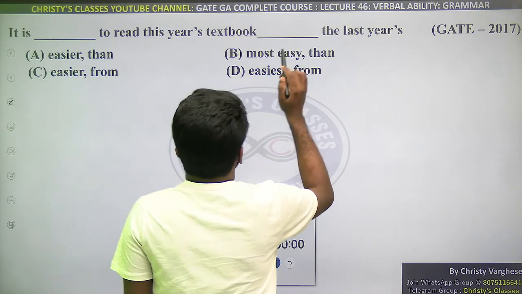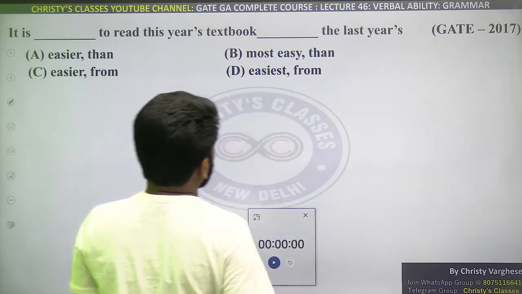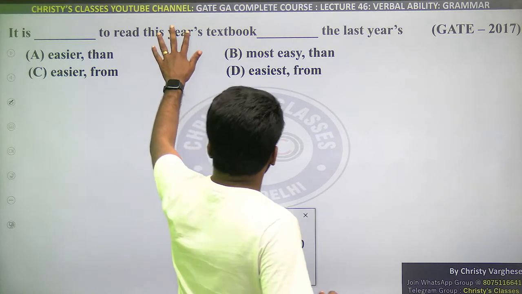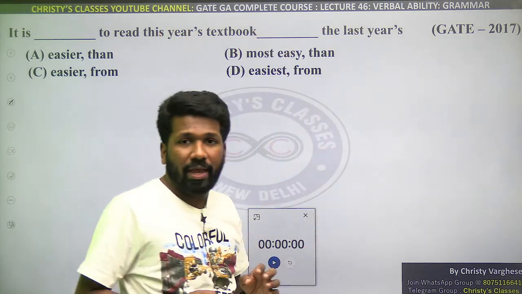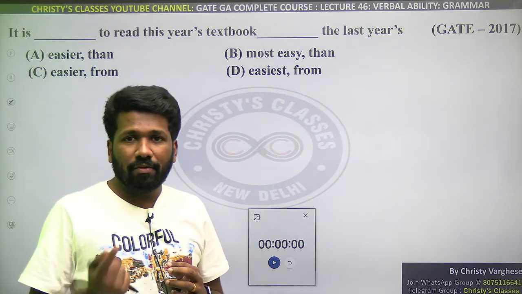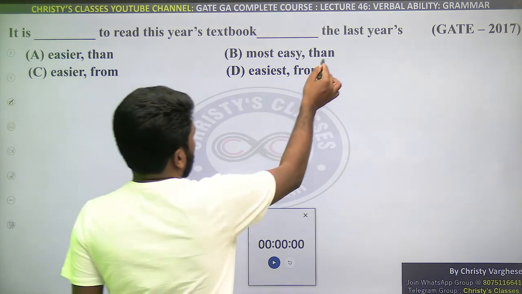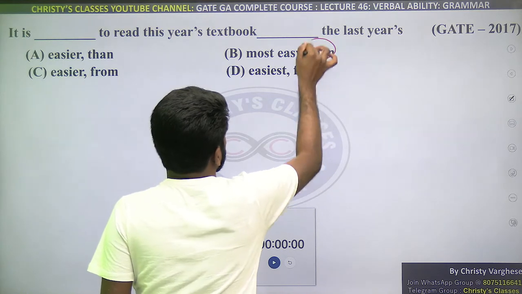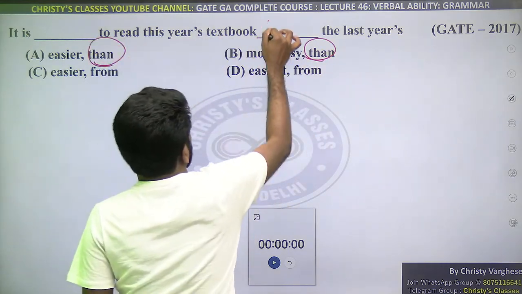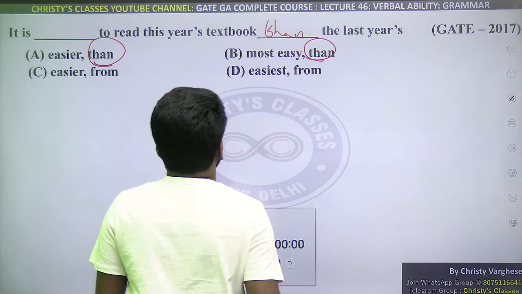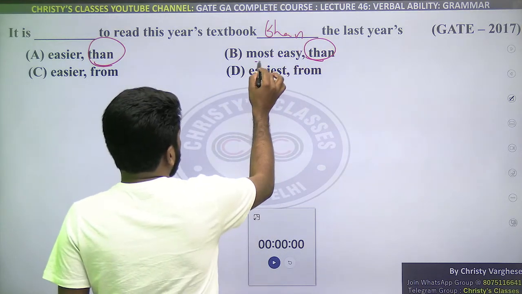The word than, sorry, this, when you read the sentence itself, we can say that it is comparing this year's and last year's. Comparing. So, for comparing, definitely than is the word to be used. So, second part should be than. When you read the sentence itself, I hope it is clear. Comparing means comparative degree should be used.